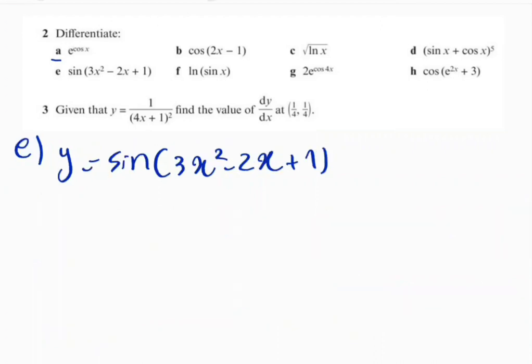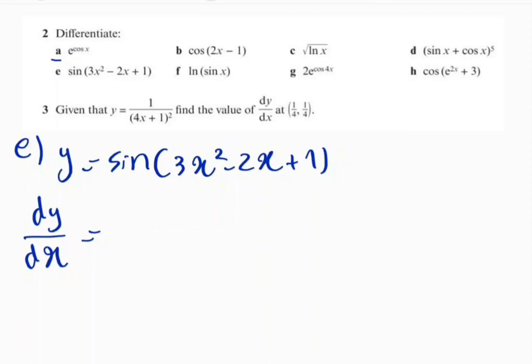E. y is equal to sine of 3x squared minus 2x plus 1. So this is similar to B. We start by dy/dx as usual. Now we need to find the derivative of the inside.